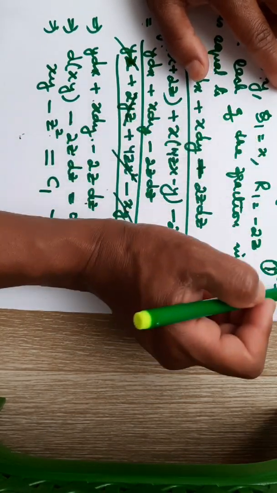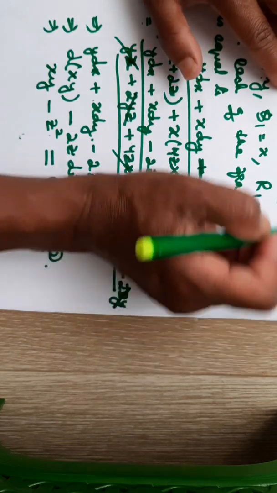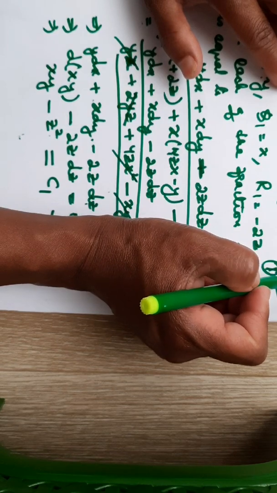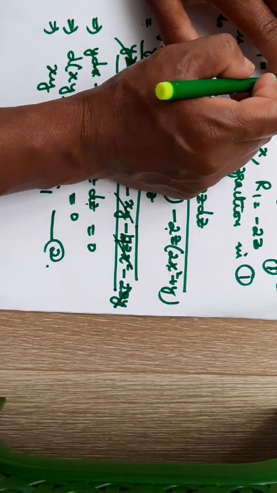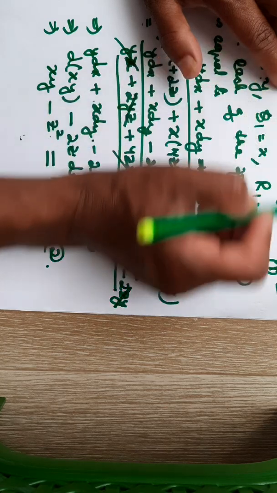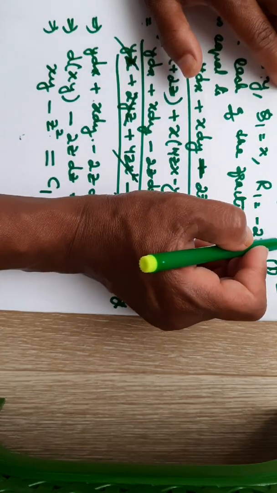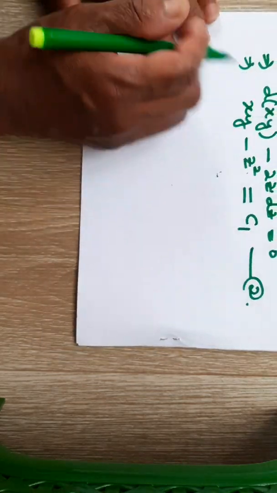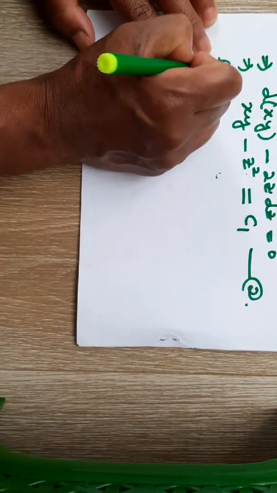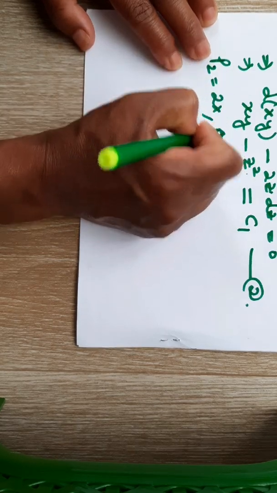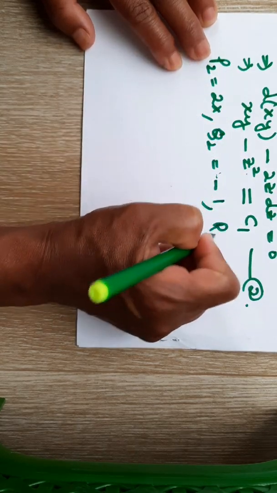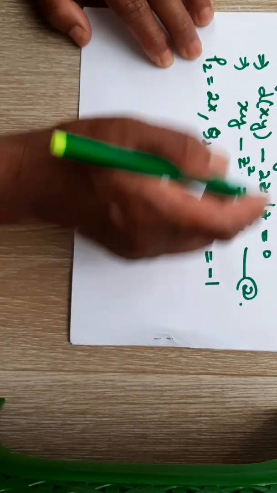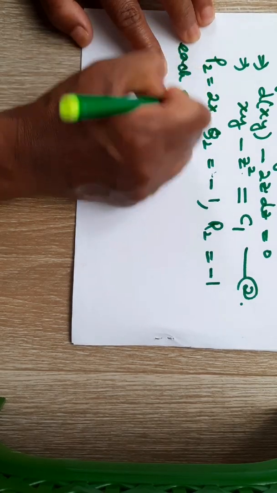Then next, because minus into minus will become plus, but this one minus y will be cancelled. Similarly, 2x into x will become 2x square. But here, if I take minus 1, then it will become minus 2x square. So you'll see that the denominator will become 0. By taking another set of multipliers, P2 is equal to 2x, Q2 is equal to minus 1, R2 is equal to minus 1.